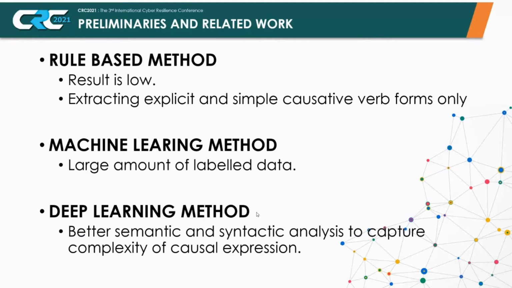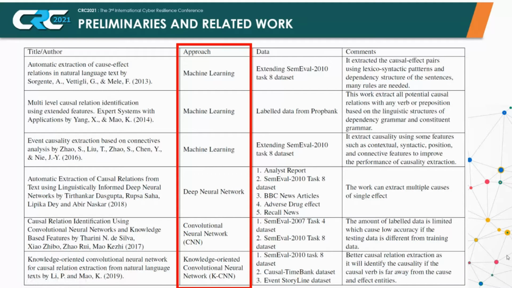Recently, the deep learning approach is used. Deep learning applies neural networks to extract the causal relation, and current work shows that this approach has better results than machine learning because it has better semantic and syntactic analysis to capture the complexity of causal expression. I have compared the current existing approaches for causal relation extraction. As we can see, the state of the art is using machine learning and deep learning approaches.